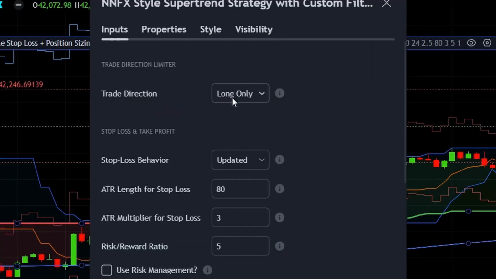Now in our script, I made it possible to change this. So if you want to update the stop loss and take profit level on each new valid entry signal, you will need to set the stop loss behavior to updated. But if you want to keep the stop loss and the take profit levels fixed at the entry point, you need to choose the fixed option.